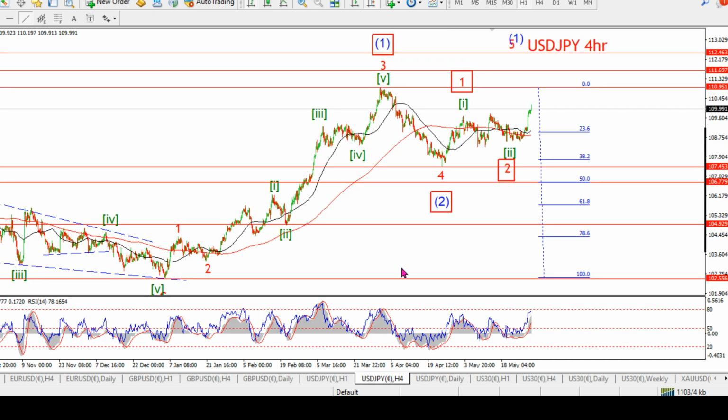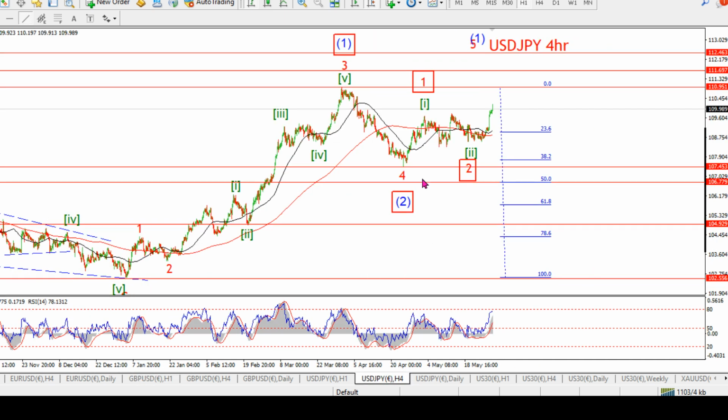Okay, so dollar yen. We seem to have bottomed in dollar yen. Well, it's pretty obvious that we bottomed in dollar yen. Interestingly enough, we have a small 5-wave pattern off a corrective higher low. So this is the 4-hour count here.